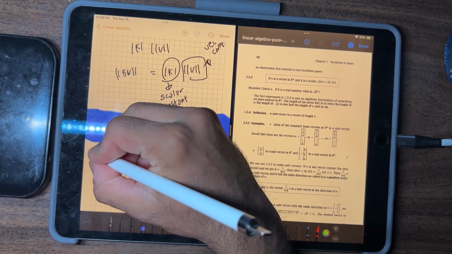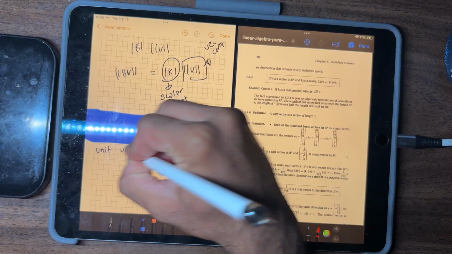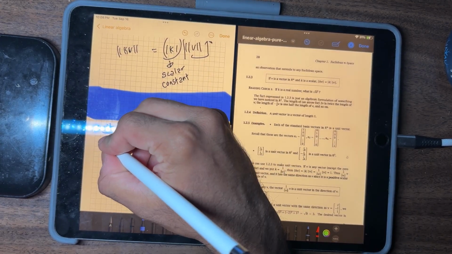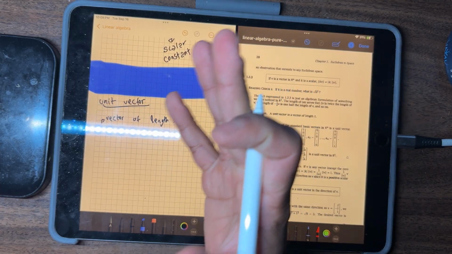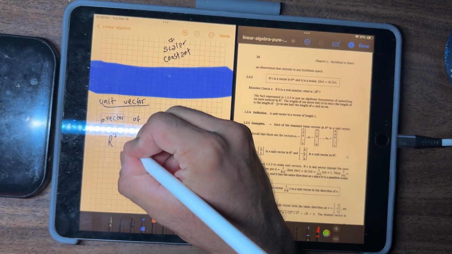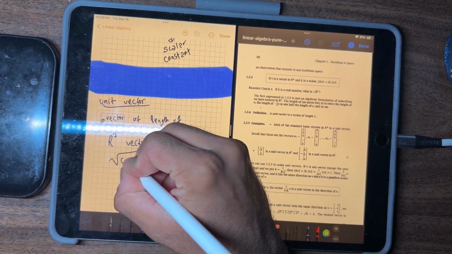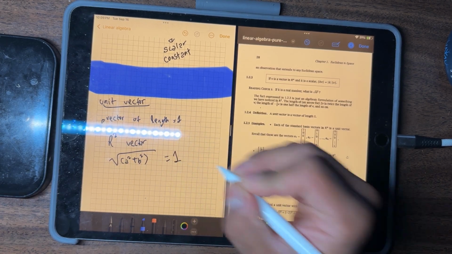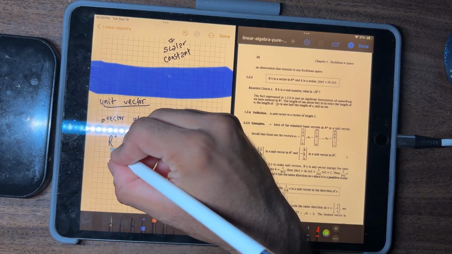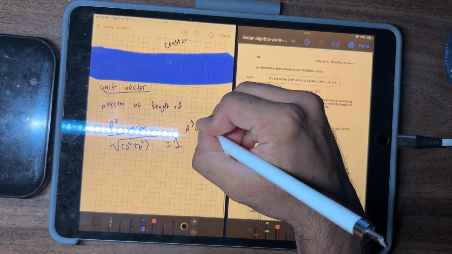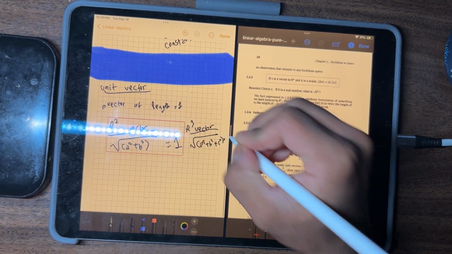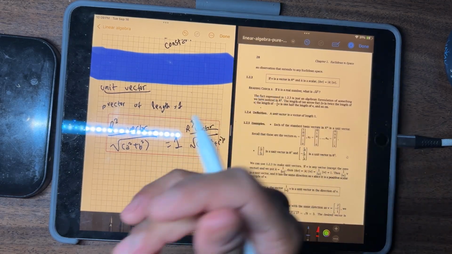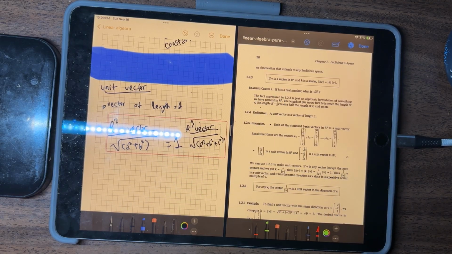But what is a unit vector? A unit vector is simply a vector of length 1. Which means if I were to have an R2 vector, then I would have the root of a squared plus b squared, and this would equal 1. Or if I were to have an R3 vector, then I'd have the root of a squared, b squared, c squared equal to 1. It doesn't matter how many vector components we have, but if I were to find the unit vector length, that should equal 1.